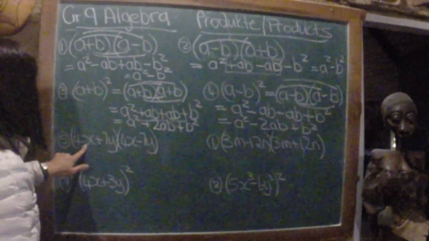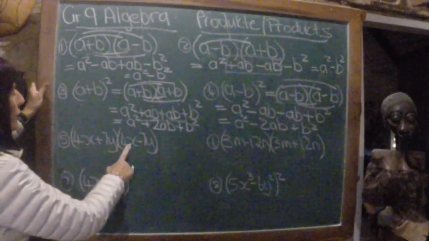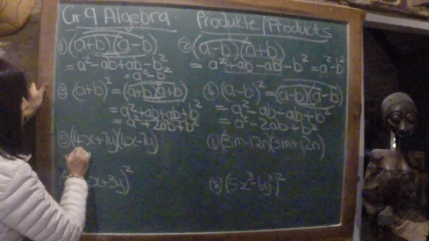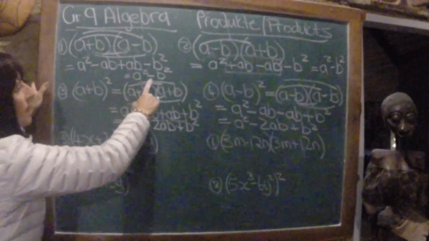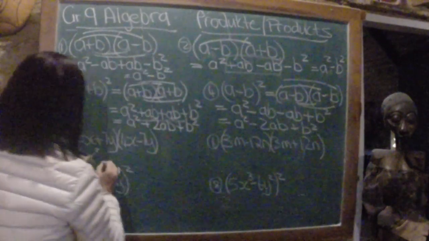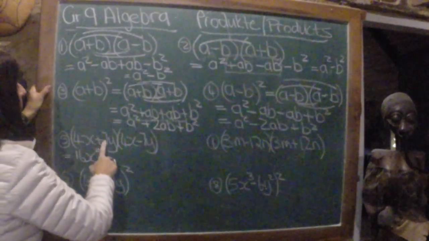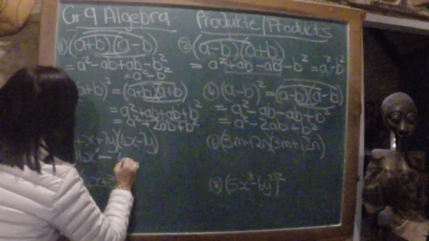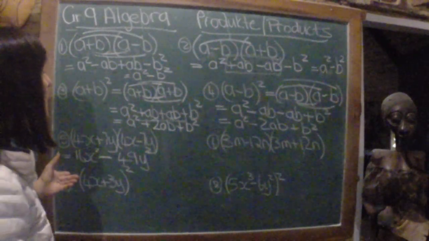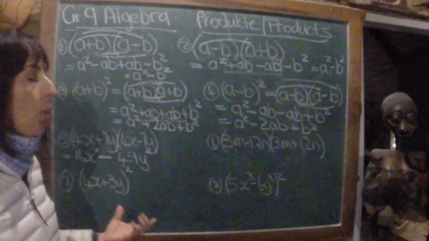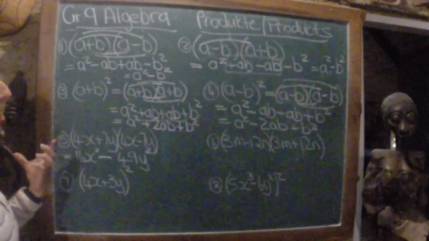So what can I do? I can just say 4x squared, or 4x times 4x gives me 16x squared, and it's always going to be a minus, always, because a plus and a minus gives a minus. 7 times 7 gives me 49y squared. Now it is not necessary to do the whole EBA process or to complete the whole FOIL method. It's not necessary because I know my work.